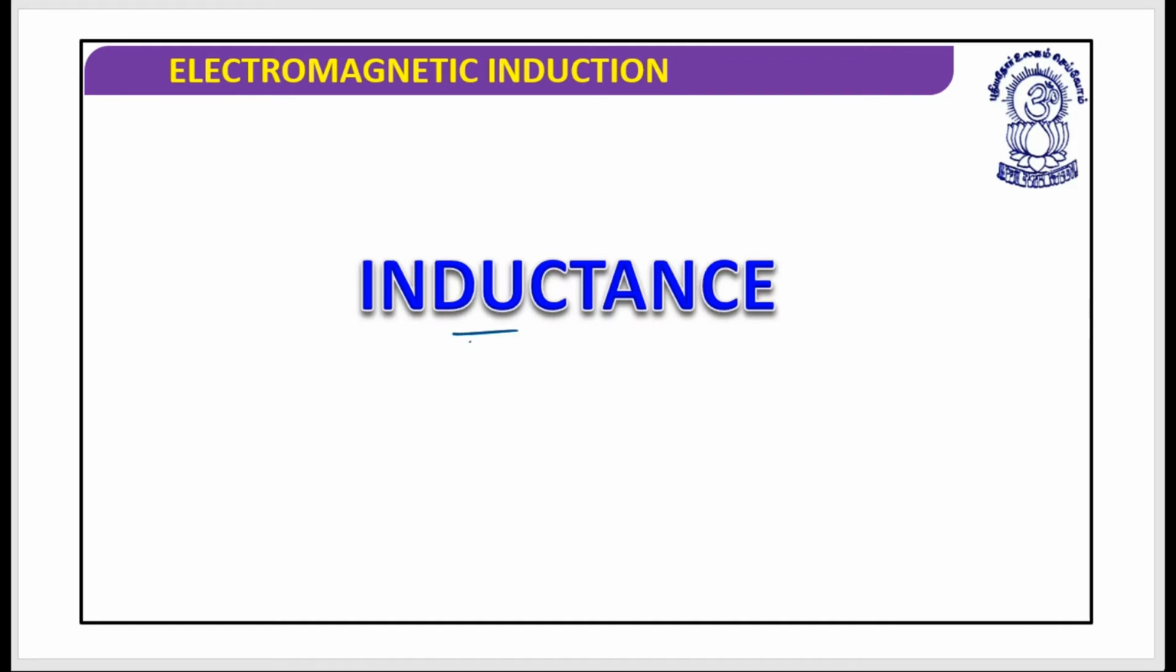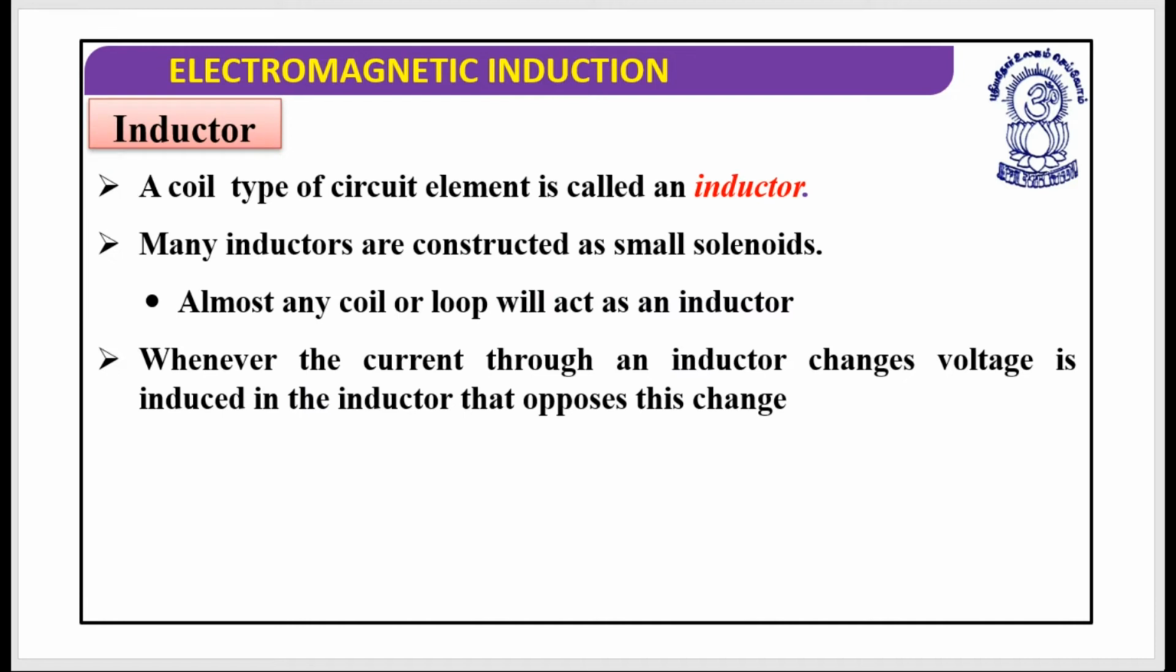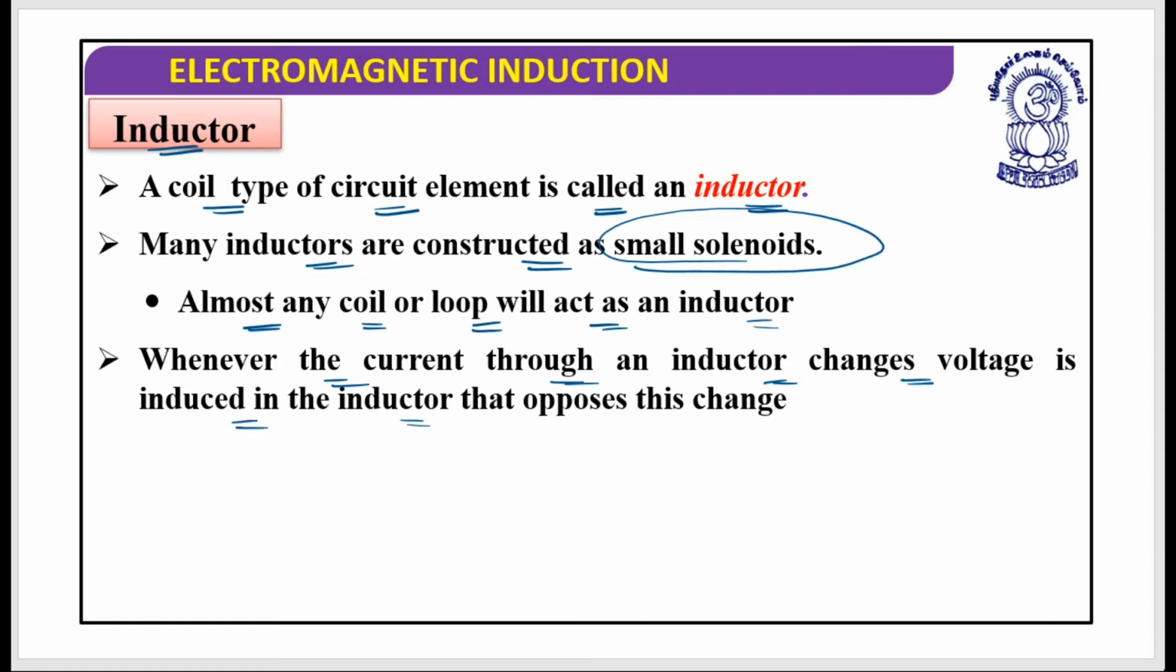In today's session we are going to discuss inductance. So let's begin. Inductor. What is an inductor? We can say that a coil type of circuit element is called an inductor. Many inductors are constructed as small solenoids. Almost any coil or loop will act as an inductor. Whenever the current through an inductor changes, voltage is induced in the inductor that opposes this change. We are going to discuss this in detail.